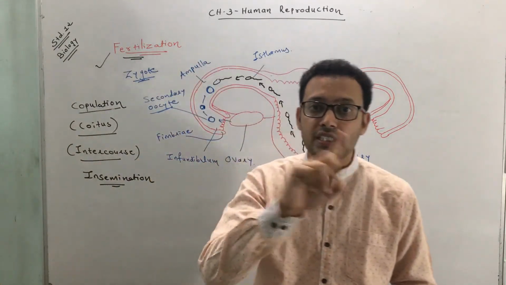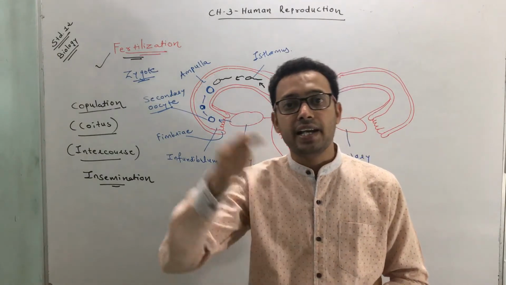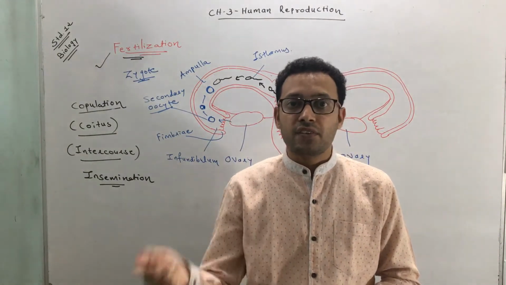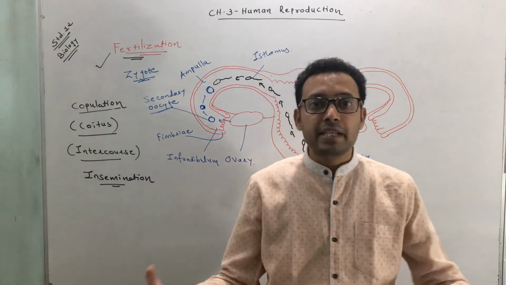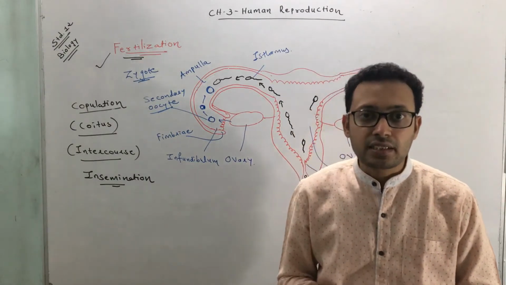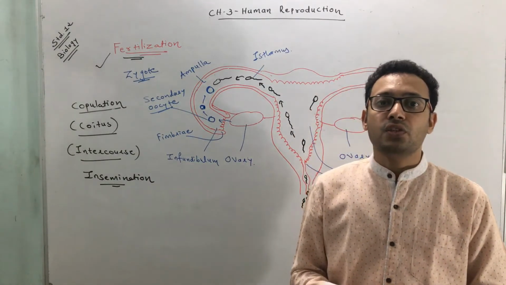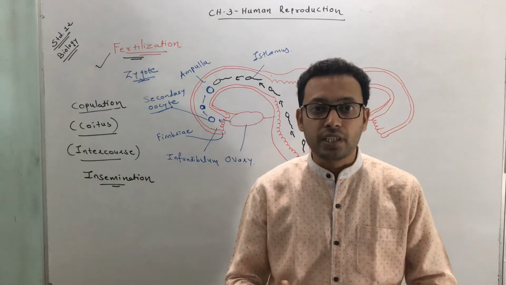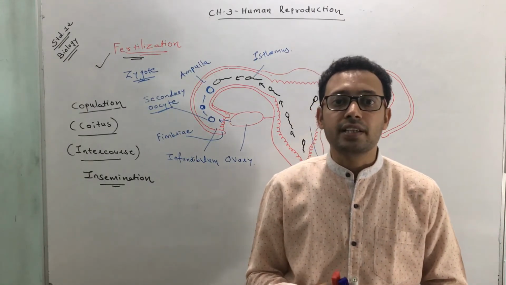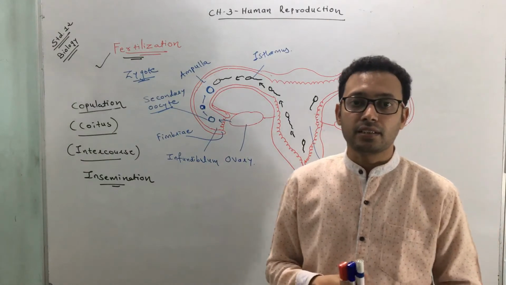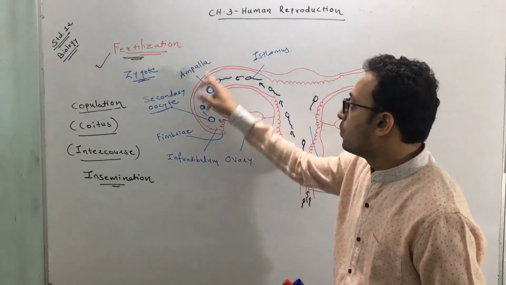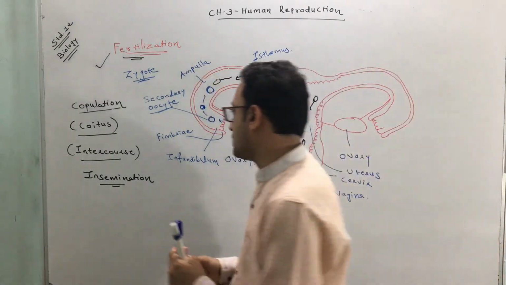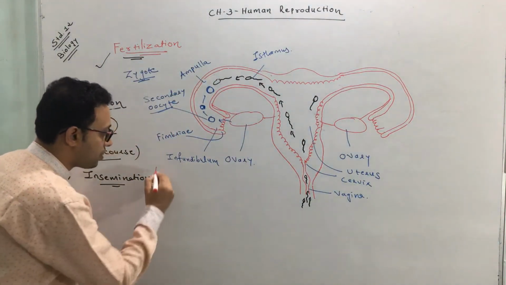Every copulation doesn't result in fertilization and hence pregnancy. For fertilization to occur, the meeting of ovum and sperm is necessary. So the highest chances of fertilization occur during or nearer to the 14th day of the menstrual cycle. Now what happens? Once the fertilization process takes place, there is a formation of a zygote.